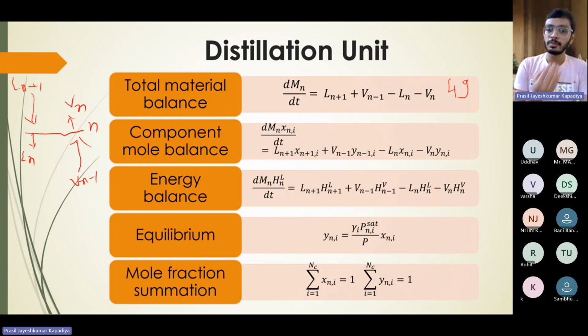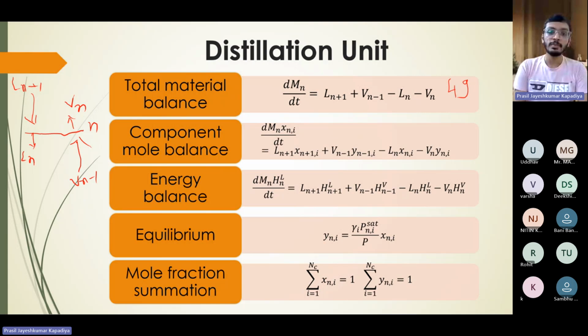Let's go for three components: benzene, toluene, and xylene. For each component, there will be a mass balance. So what I will be doing is multiplying individual L and V by the mole fraction of individual components, X representing liquid mole fraction and Y representing vapor mole fraction. And Mn is the liquid holdup, so it will be Xn on that particular tray.